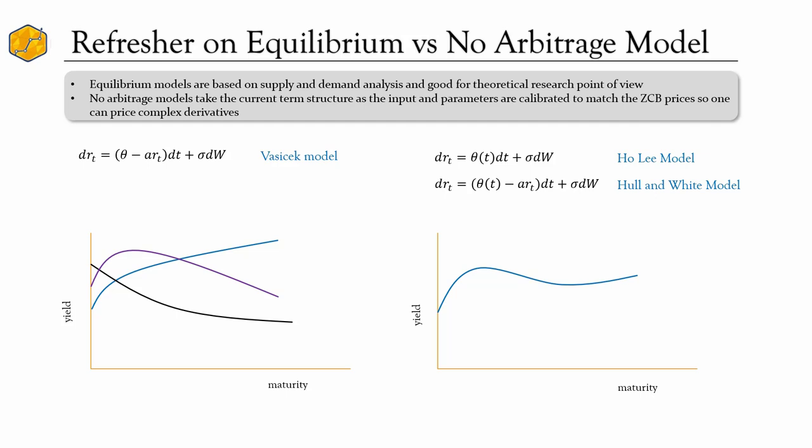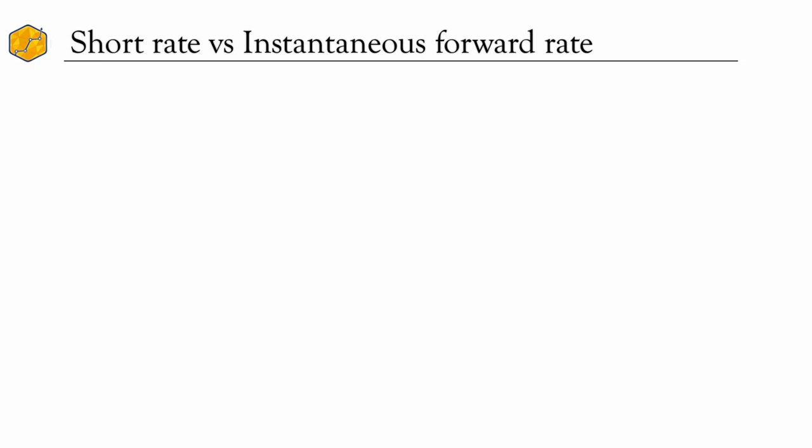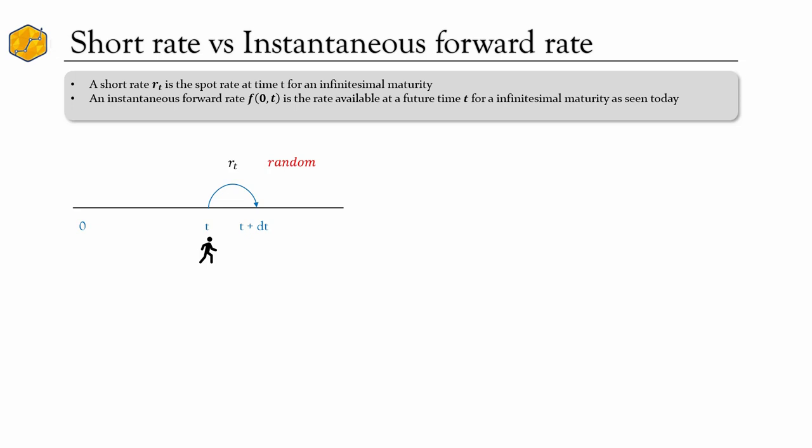The model that we'll focus on in this video is the Hull-White one-factor model, which is really the Vasicek model with a time varying theta. All right. A quick refresher on short rate versus the instantaneous forward rate. So a short rate r(t) is the instantaneous spot rate at time t. It means right now, if you are at time 0, when you get to a time t in future, what will be the prevailing spot rate then for a tiny maturity dt?